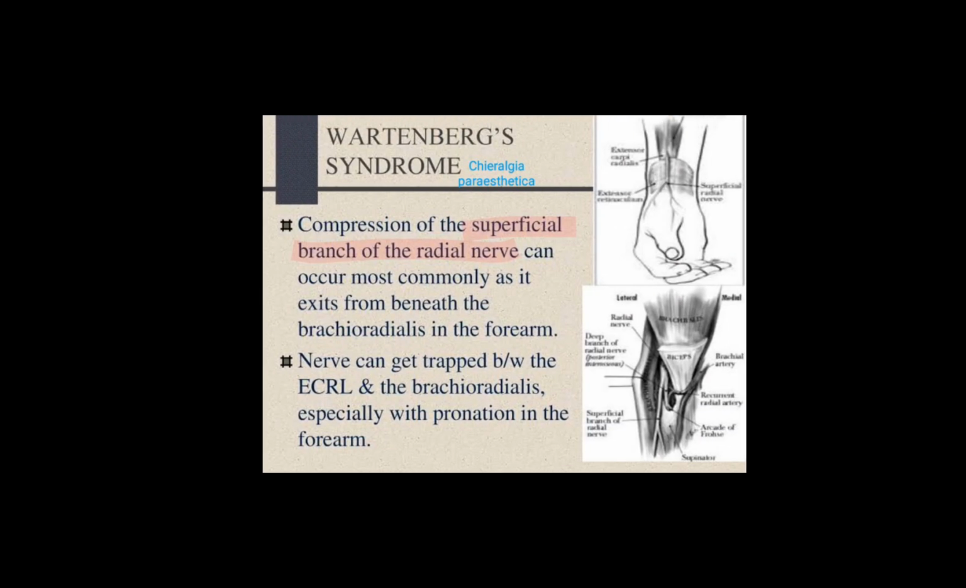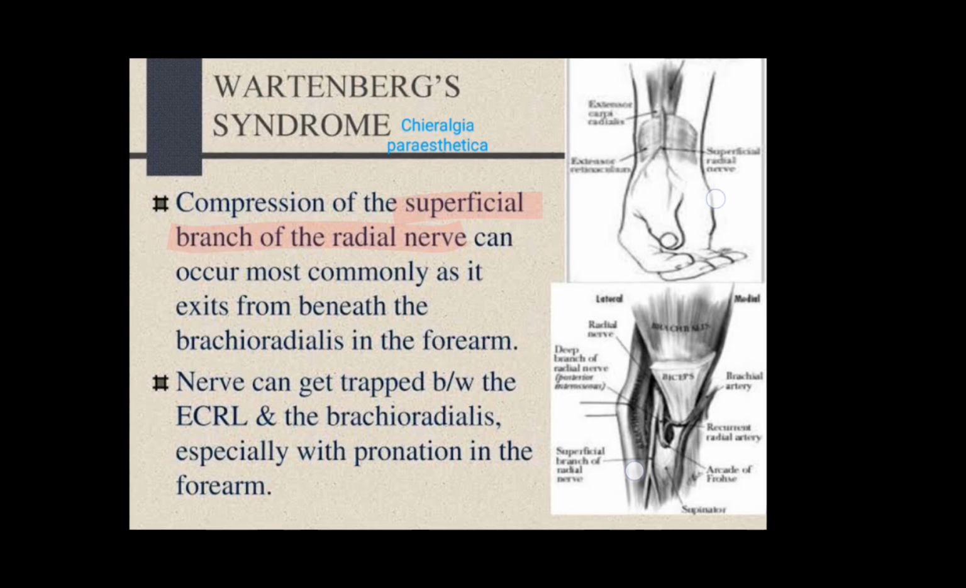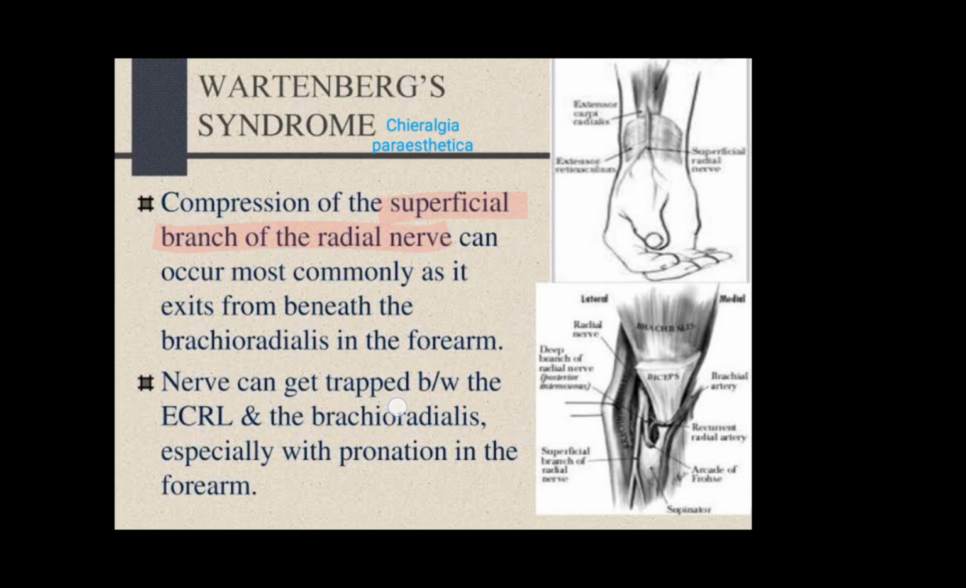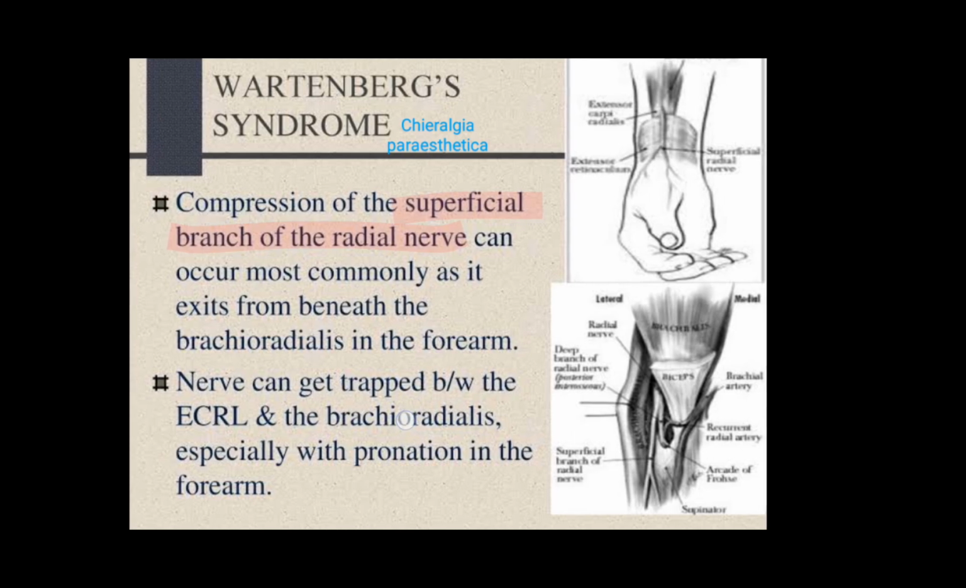Then next we have Wartenberg syndrome. Wartenberg syndrome, also known as cheiralgia paresthetica, is compression of the superficial branch of the radial nerve. The superficial branch of the radial nerve is compressed between the ECRL and the brachioradialis, the extensor carpi radialis longus and the brachioradialis. This is known as cheiralgia paresthetica.